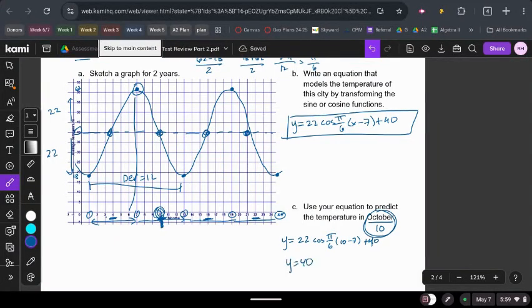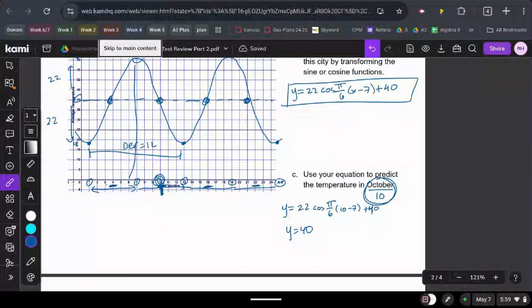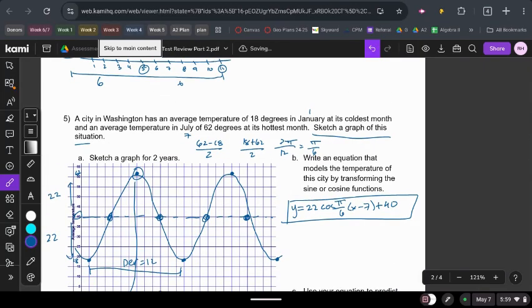So that's what your equation will look like. And we do want the final answer in a sentence. So the temperature in October will be about 40 degrees. And I think it was using Fahrenheit, I hope. It doesn't even say. How lovely. All right, so that is it for this unit.